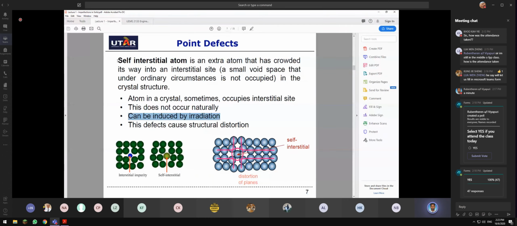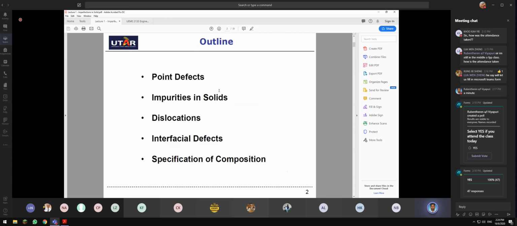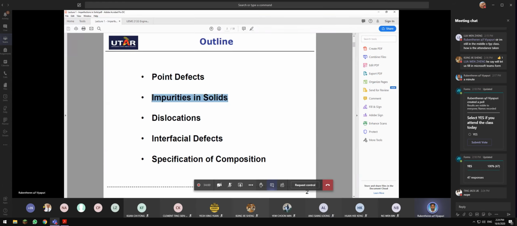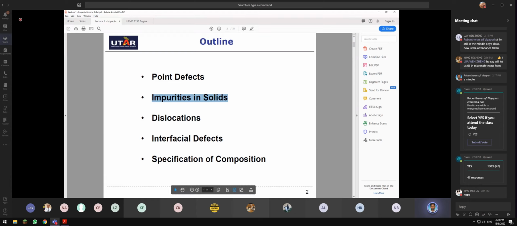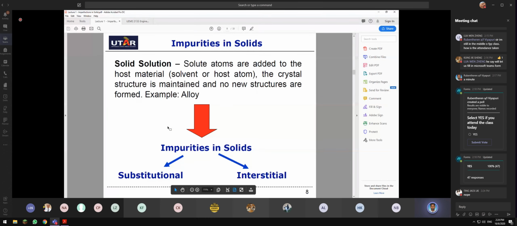Point defects, we are at the self-interstitial atoms. Now, after point defects, we are now in impurities in solid. Any questions on point defects? Okay, if there are no questions, let's talk about impurities in solid. After that, I'll give you a break. Then we'll continue with dislocation and so on. All right, now impurities in solids.